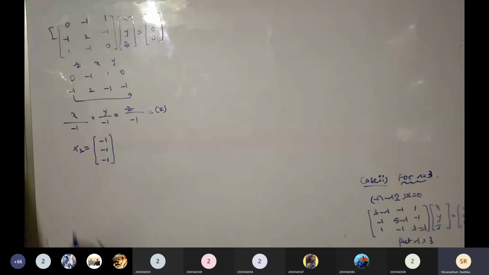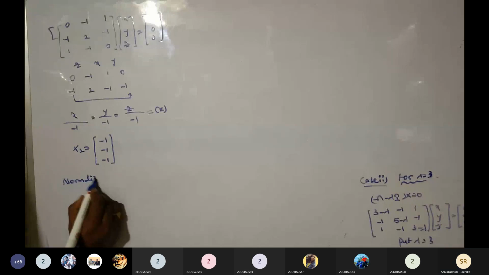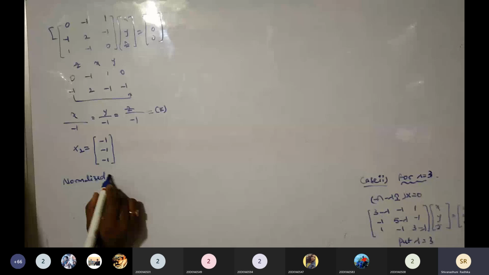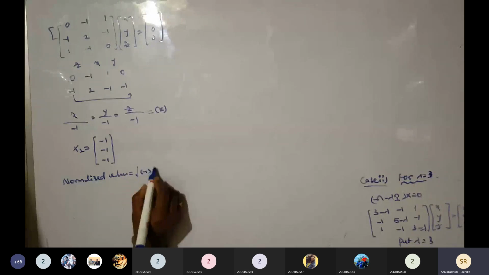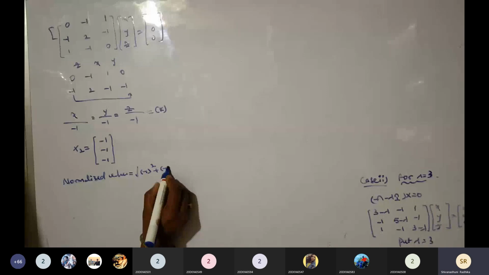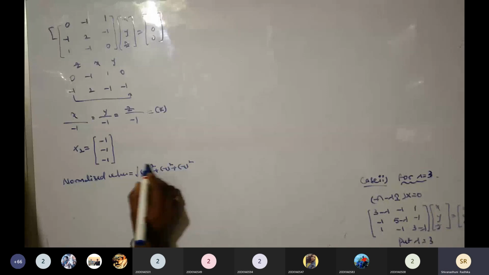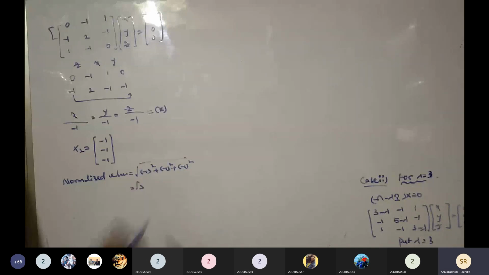Now what is the normalized value? Under root of minus 1 whole square, and so on. Yes, root 3. So that is root 3. Now the normalized vector.